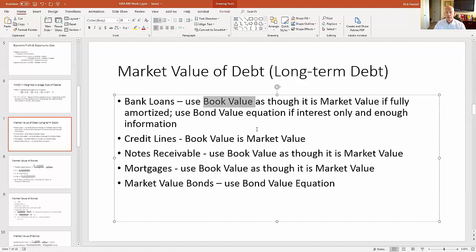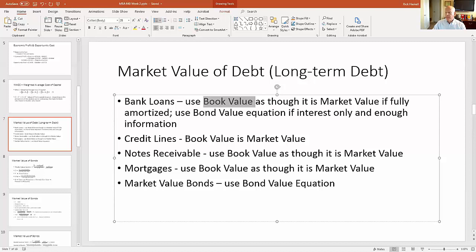But most bank loans don't. Most bank loans are not interest only. Some bank loans are at adjustable rates. So we're going to use the bank loan's book value as though it were the market value.